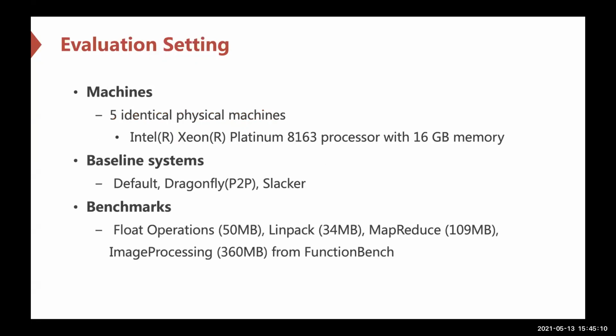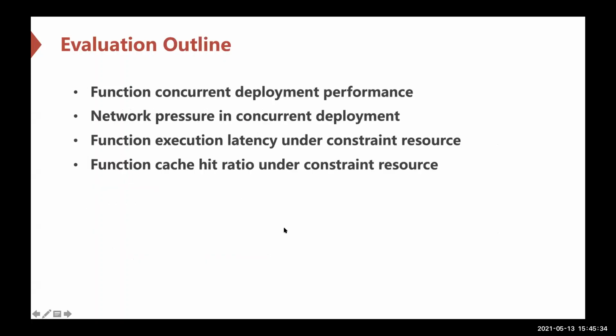In the evaluation part, we use 5 identical physical machines to test our system. We also test the default approach, Dragonfly, and Slacker as the baseline systems. And as for benchmarks, we select 4 serverless workloads from the open source project FunctionBench. We have had several evaluations in our paper, and I will focus on the first 3 topics in this talk.